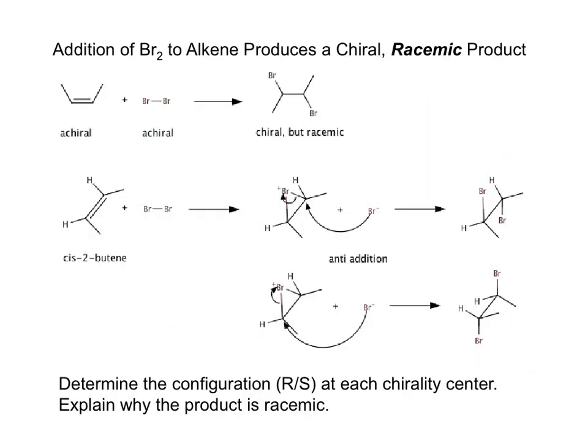The alkene halogenation reaction also produces a chiral but racemic mixture of products. So stop the video, take a look at the mechanism, and determine the configuration of each chirality center. Then explain why the product is racemic. So here are the answers. You will get a 50-50 mixture of each product because the bromide has equal access to each carbon in the bromonium ion intermediate.